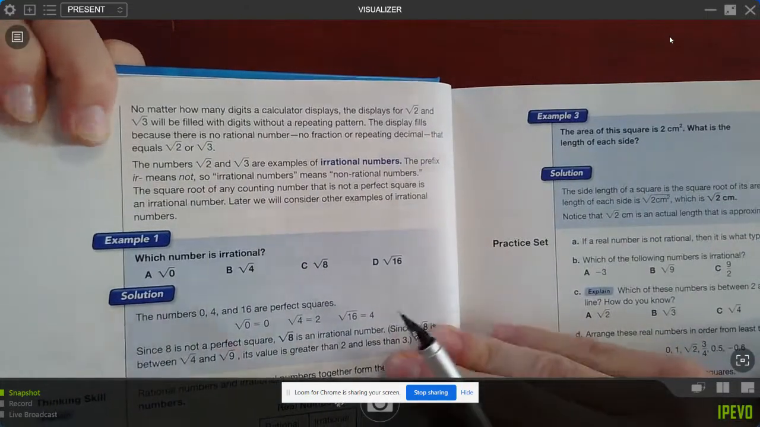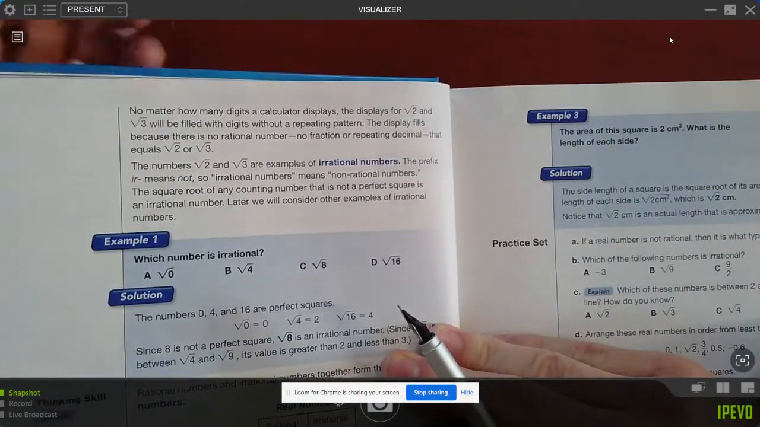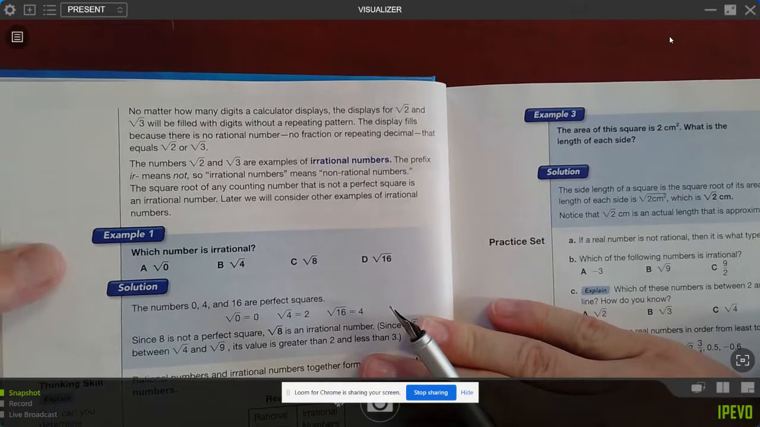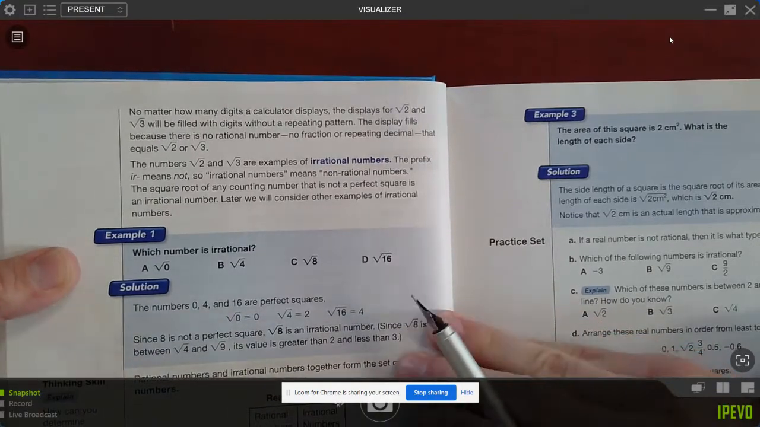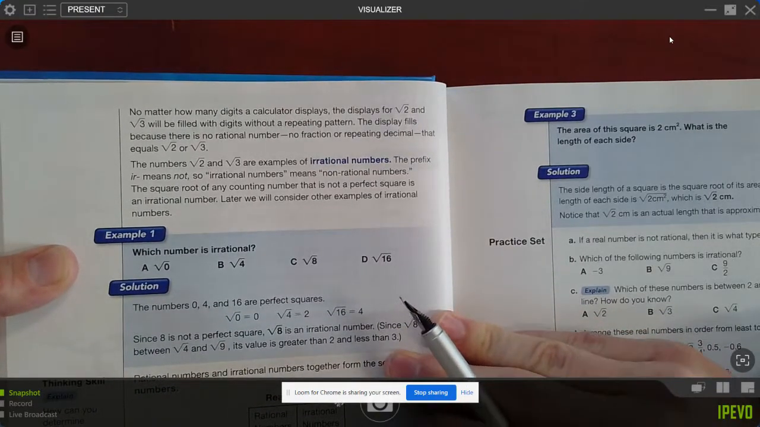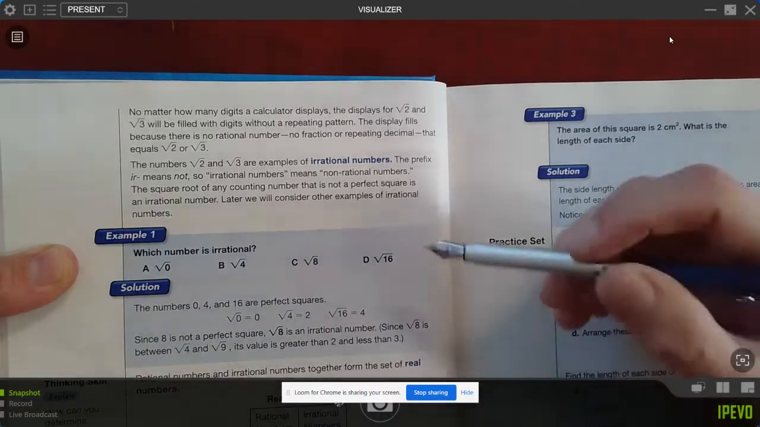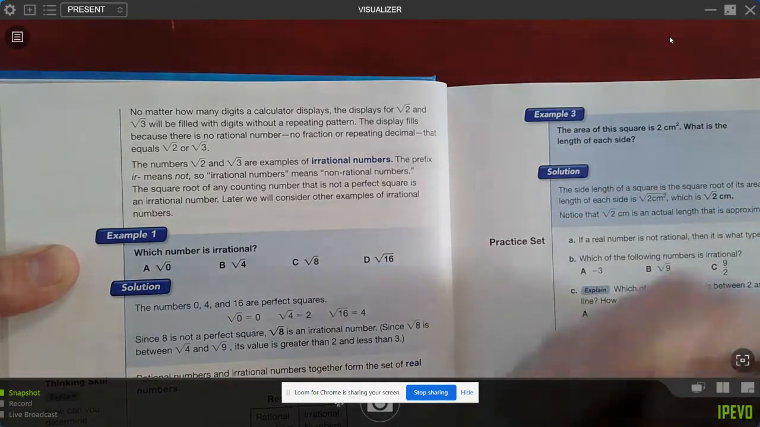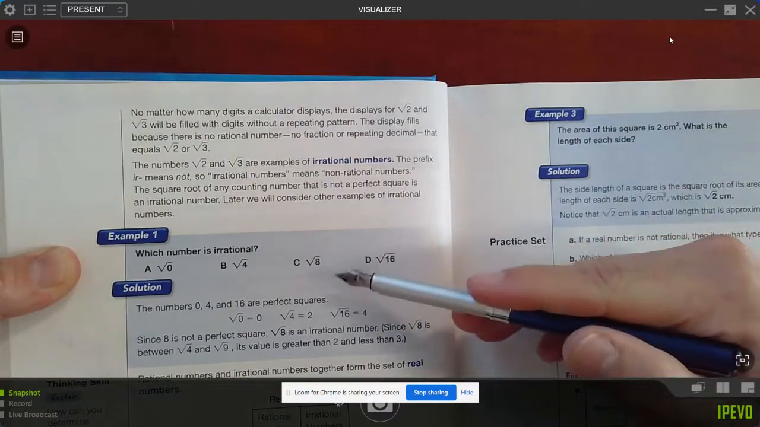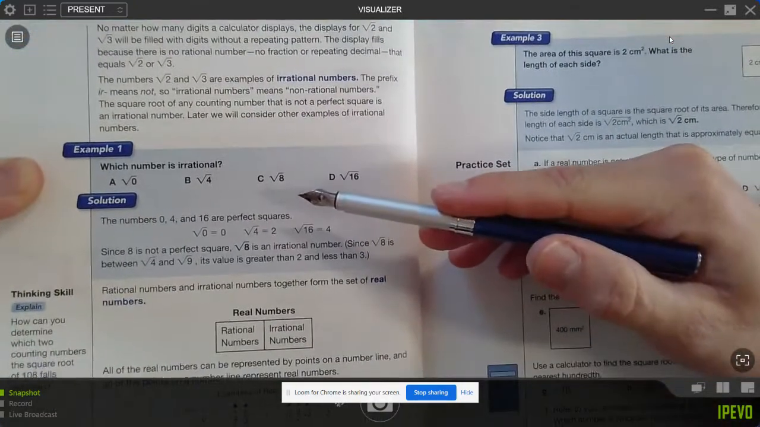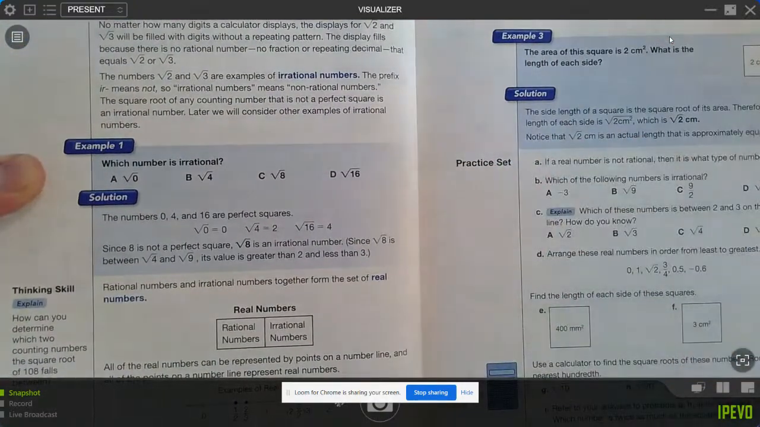Now, the prefix "ir" means not, and rational means makes sense, so we're talking about numbers that don't make sense. So which number is irrational? Well, there's no perfect square for 8. There's a cubed root for 8, but not a square root for 8.